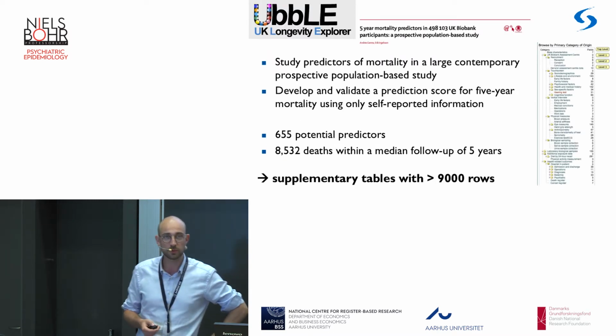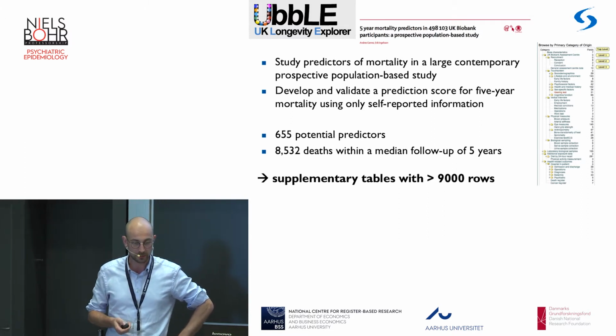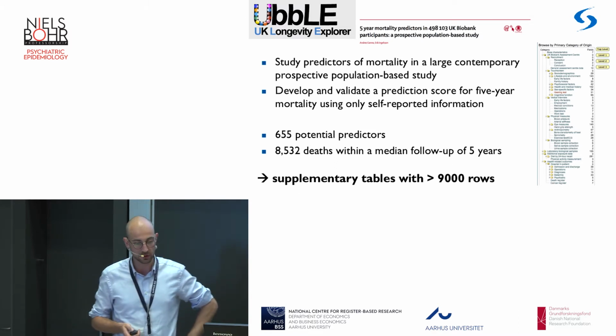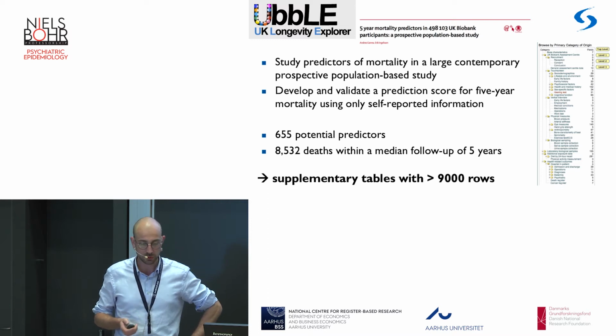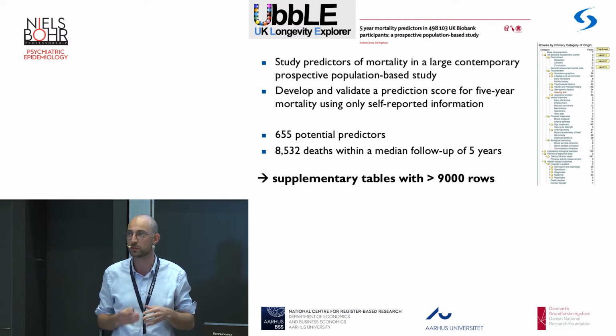Okay, so the first example, which I'm going to show you, is this Hubble project. This is a study we did around 3 years ago on UK Biobank. What we wanted to do in this project was really to just do an association between each possible risk factor in UK Biobank and 5-year mortality.